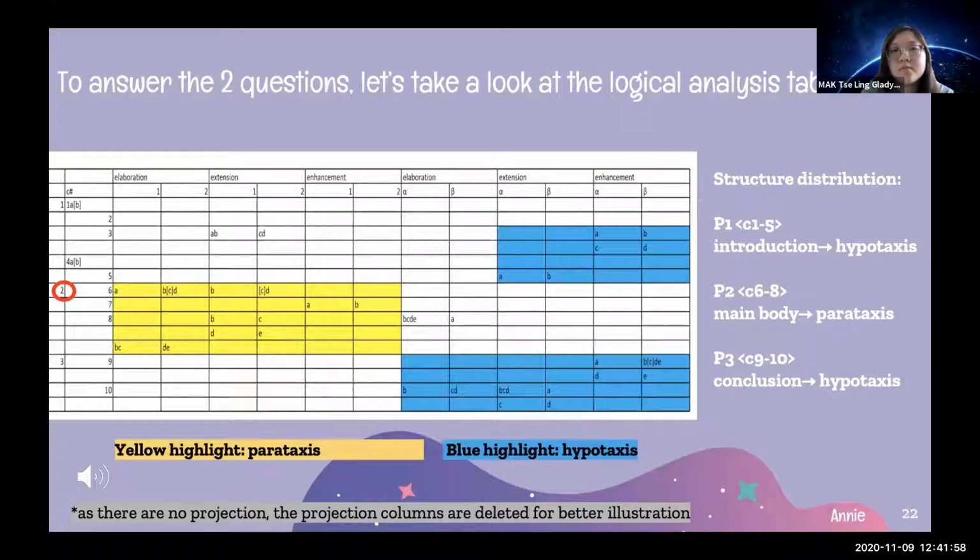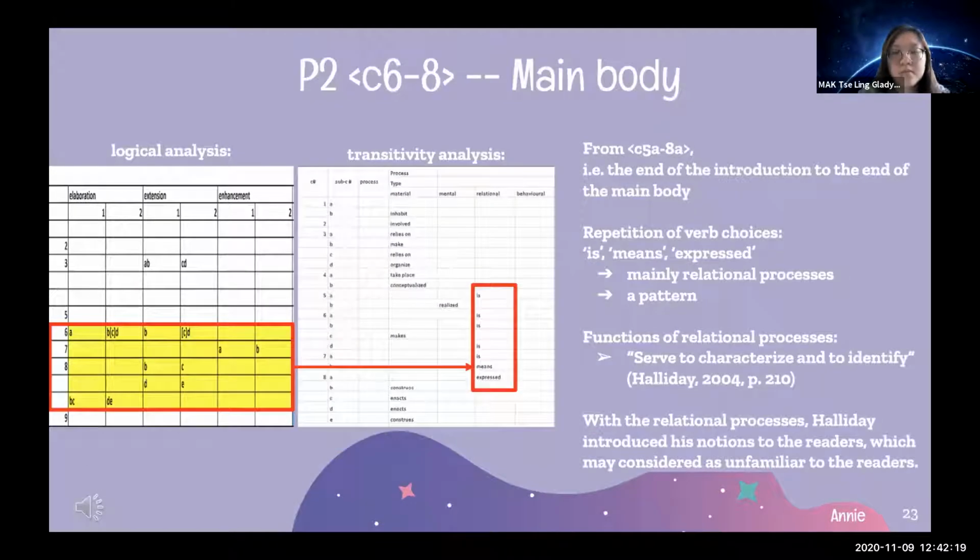To answer the two questions, let's take a look at the logical analysis table. We can see that the paratactic structures mainly occur in paragraph 2, the main body, whereas hypotactic structures appear in paragraphs 1 and 3, which are the introduction and the conclusion. Let's start from the main body first. From clause 5a to 8a, we notice a repetition of verb choices. They are is, means, and expressed. They are relational processes and they form a pattern. As for the function of relational processes, they serve to characterize and to identify. With the relational processes, Halliday introduced his notion to the readers in this paragraph.